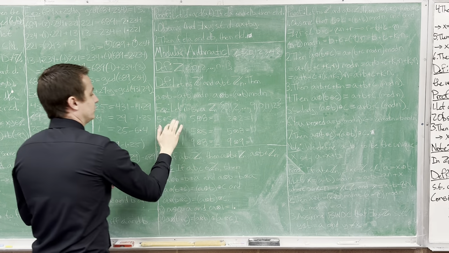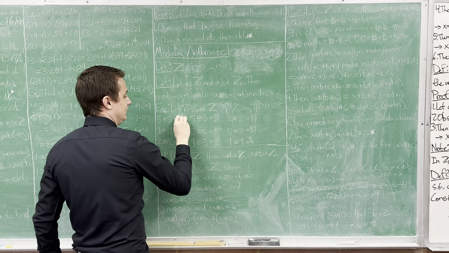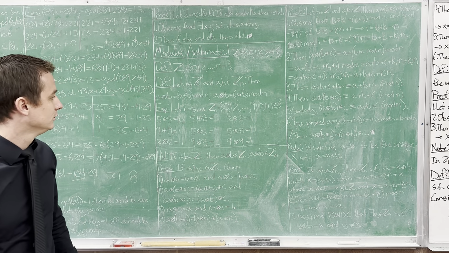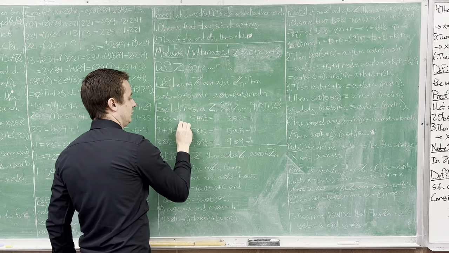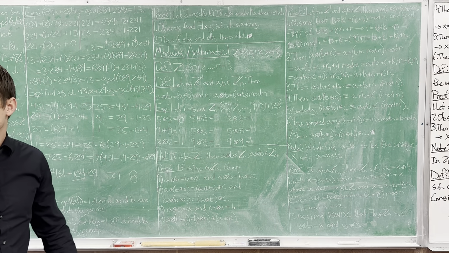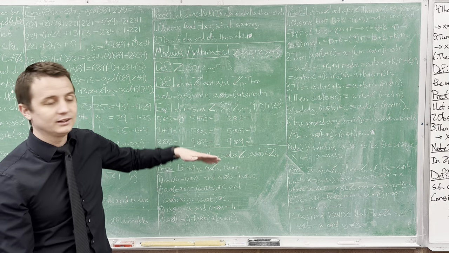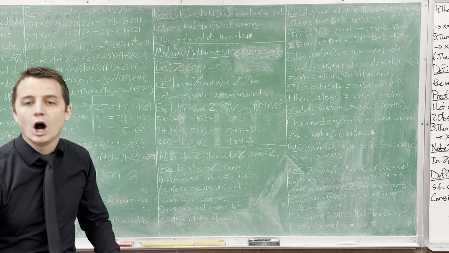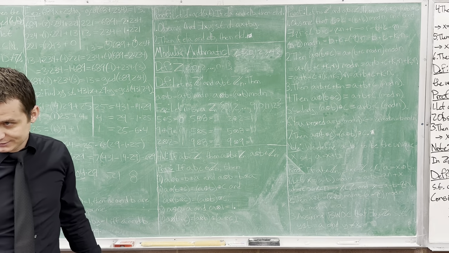All right, what's 5 plus 5? 10. What's 5 plus 8? Whoa, that's 0. Is it? It's 10. 13. 5 plus 5 is 10, mod 13 is 10. Anything mod a bigger number is just that number.